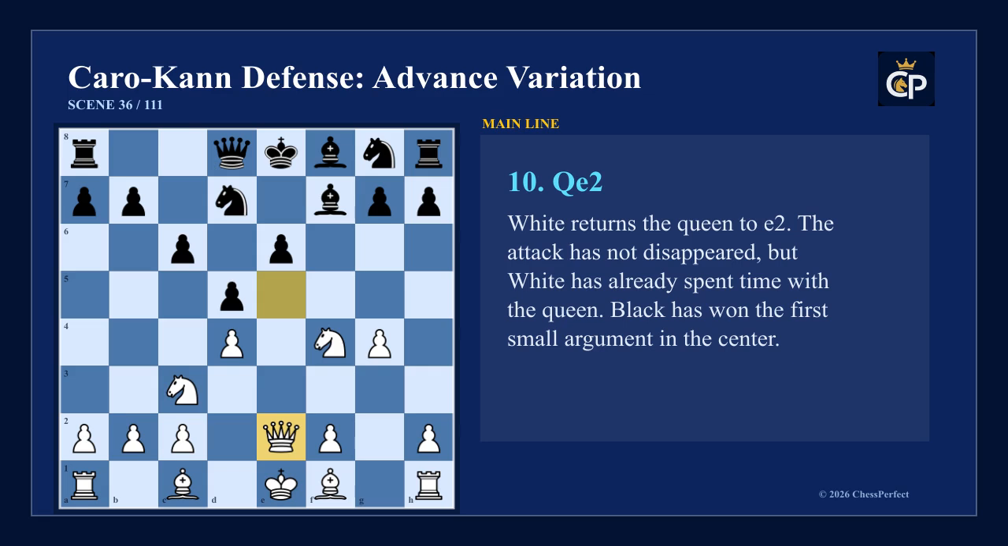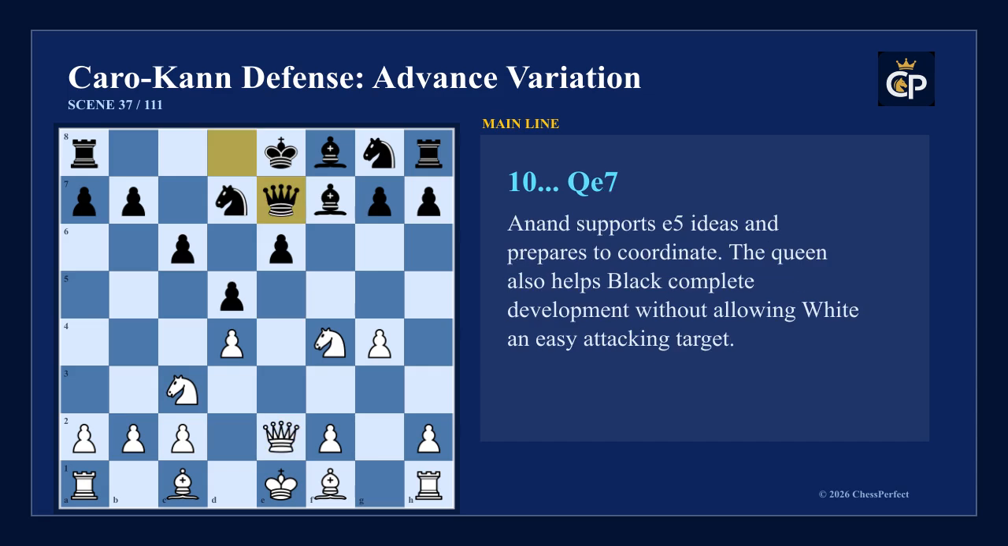Queen e2. White returns the queen to e2. The attack has not disappeared, but white has already spent time with the queen. Black has won the first small argument in the center. Queen e7. Anand supports e5 ideas and prepares to coordinate. The queen also helps black complete development without allowing white an easy attacking target.